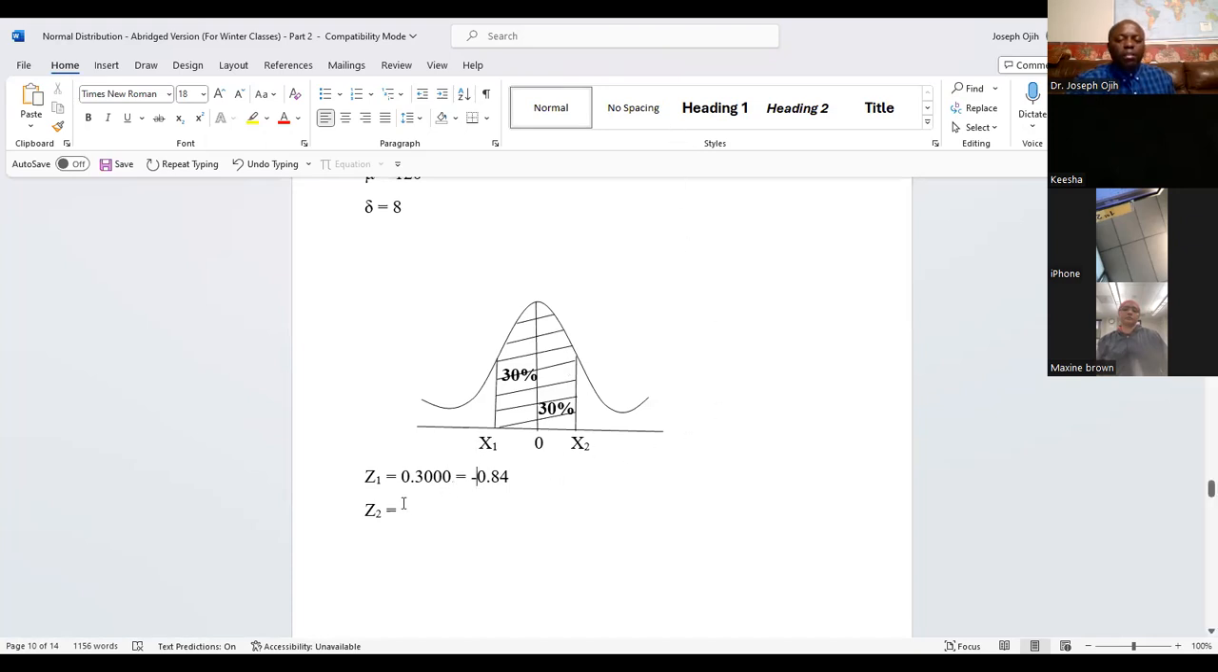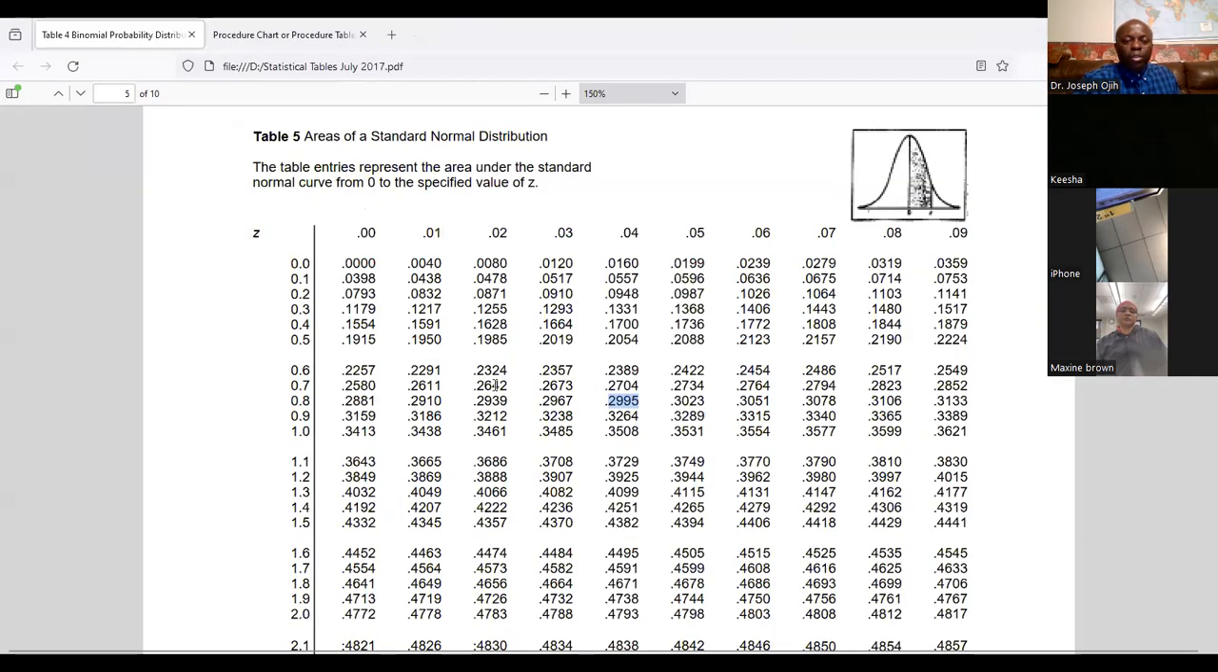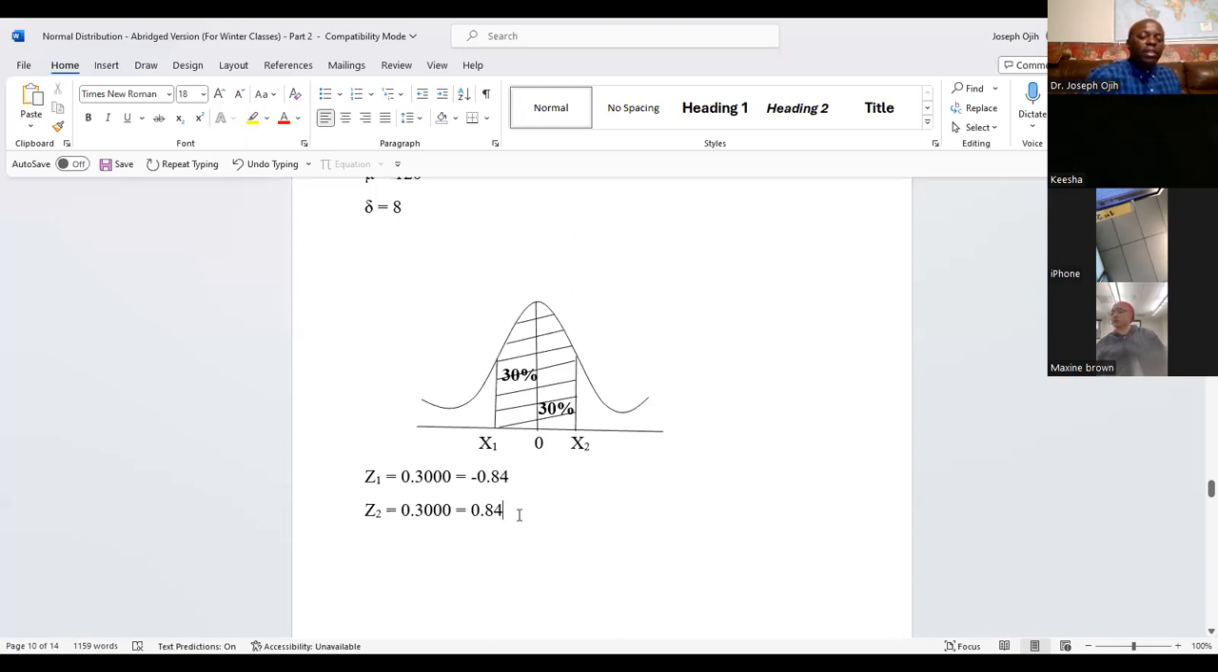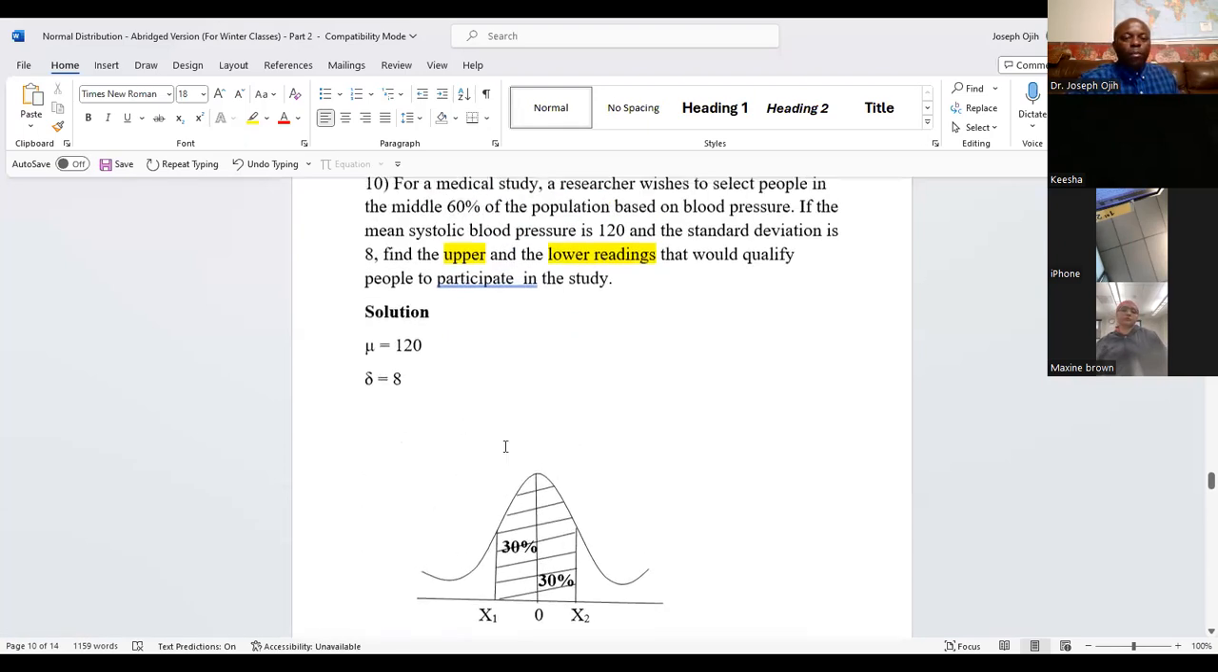By symmetry, we have Z2, which is 0.3000, by symmetry. But this time around, Z2 is for X2 and it's on the right side, so it will be positive 0.84. Just double check it again. 2995, if you follow it to the left, 0.84. So we are good. So 0.84.